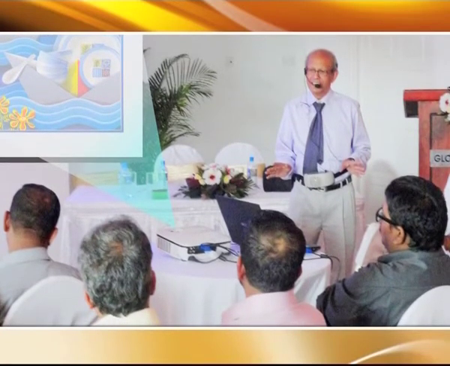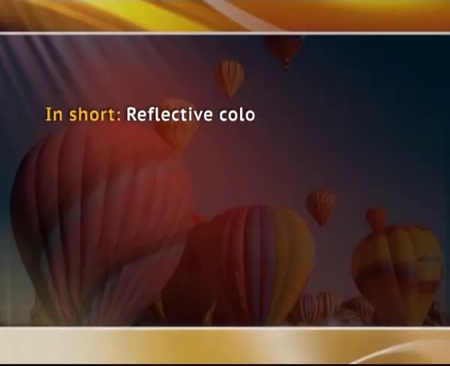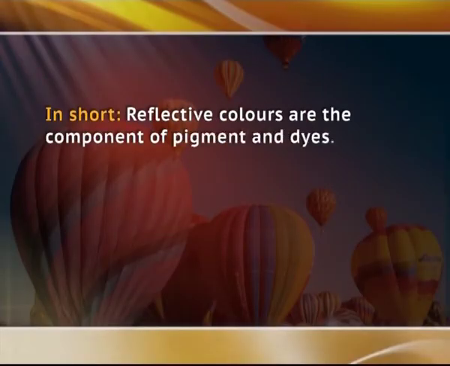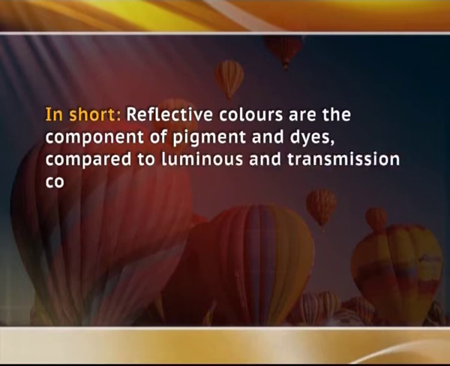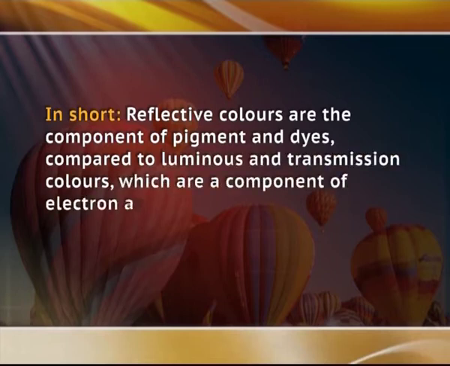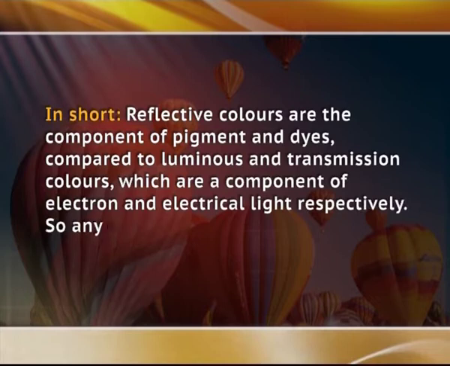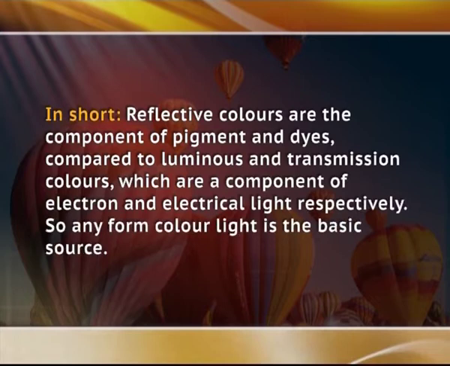the light through polarization. In short, reflective colors are the component of pigment and dyes, compared to luminous and transmission colors, which are a component of electron and electrical light respectively. So any form of color light is the basic source.